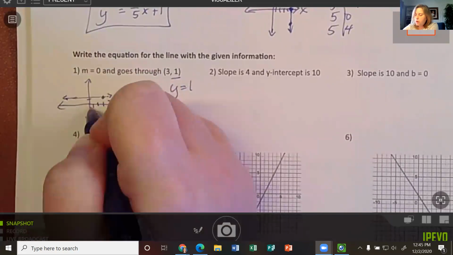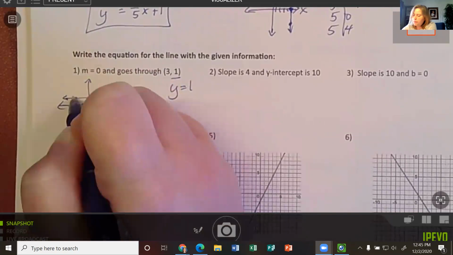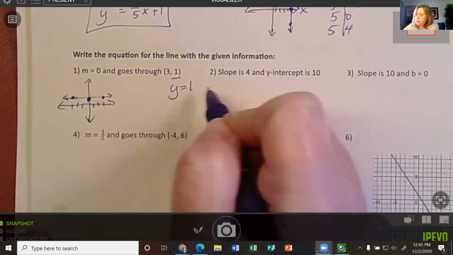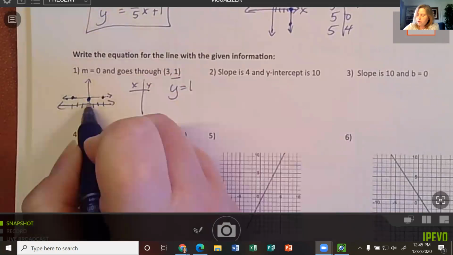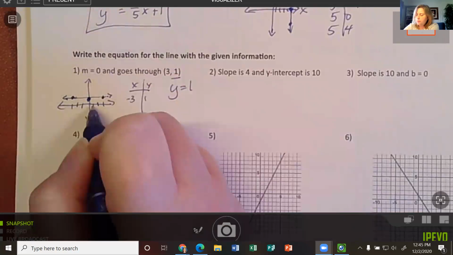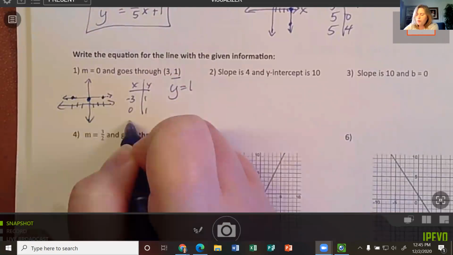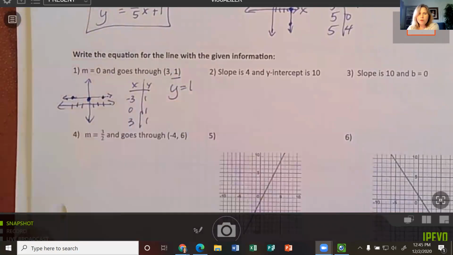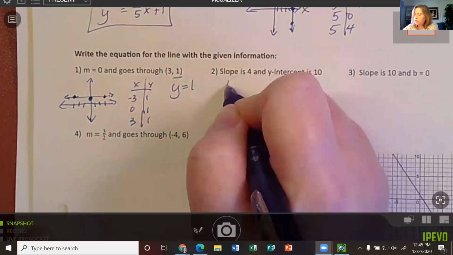So here's 0, 1. Let's do -3, 1. And there's 3, 1. So if you made a table of values, -3, 1, 0, 1, and 3, 1. And you notice all of your y values equal 1. Okay, so the equation of the line with a slope of 0 that goes through the point 3, 1 will be y equals 1.